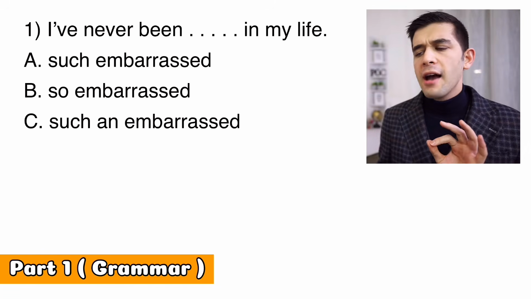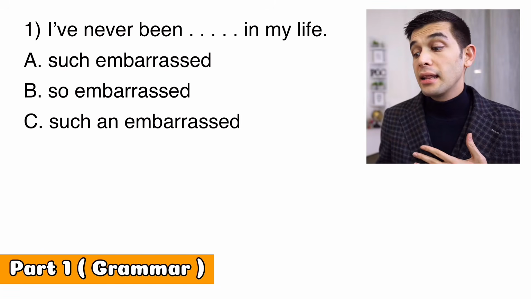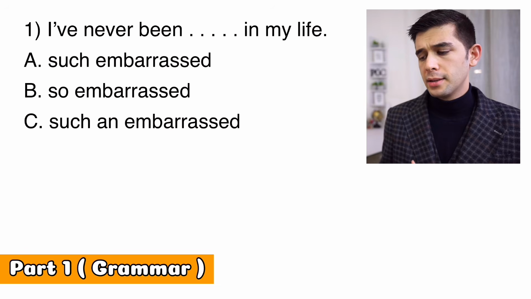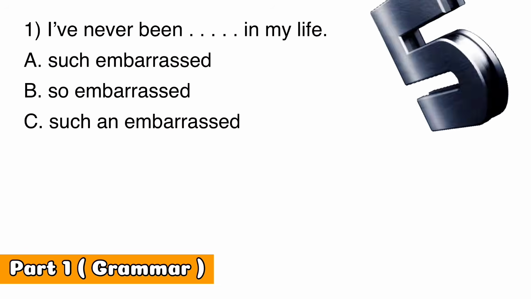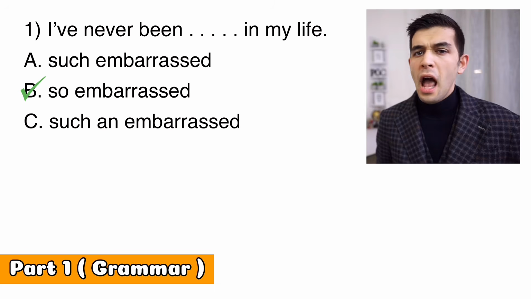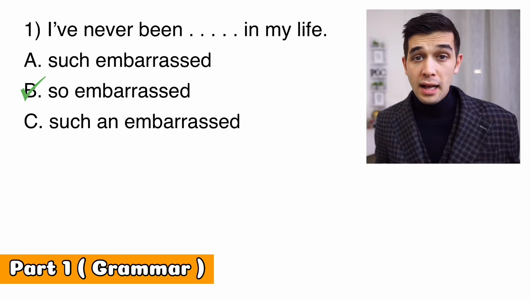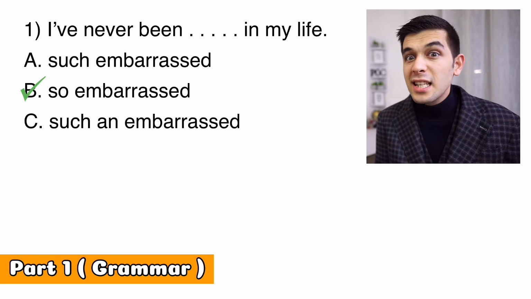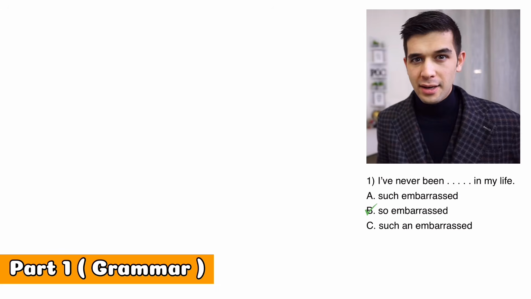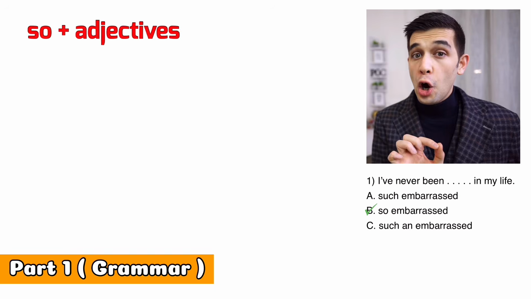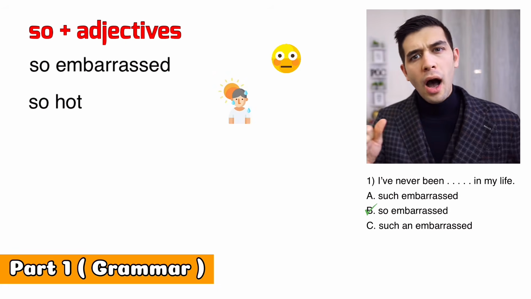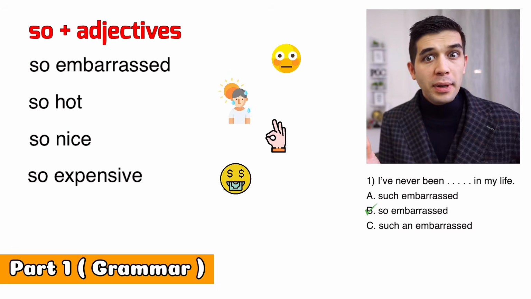Question 1. I've never been, in my life, such embarrassed, so embarrassed, such an embarrassed. I've never been so embarrassed in my life. This was an easy question, right? But why so embarrassed? Why not such embarrassed? Well, we use so before adjectives, right? So embarrassed, so hot, so nice, so expensive.